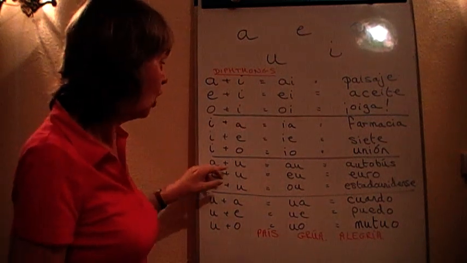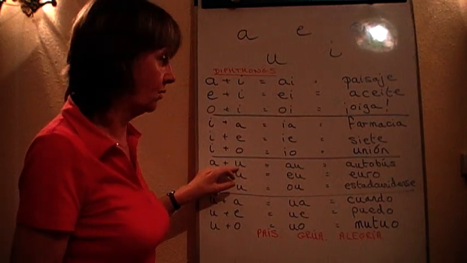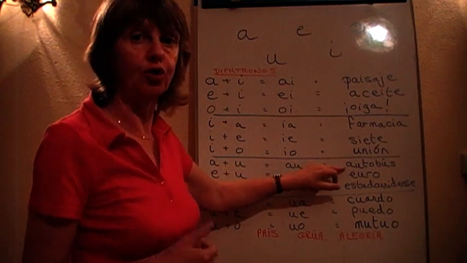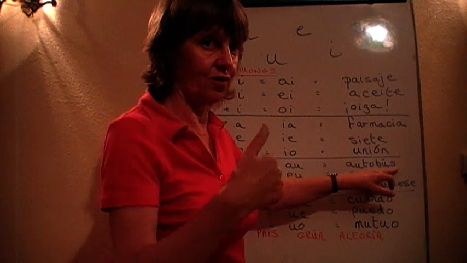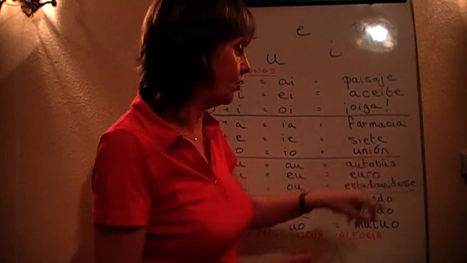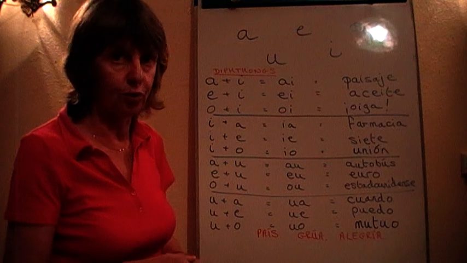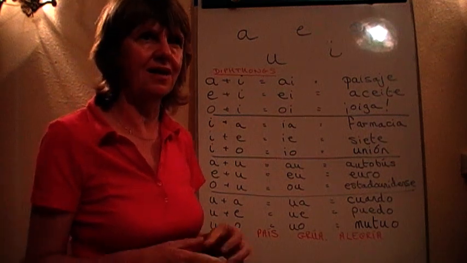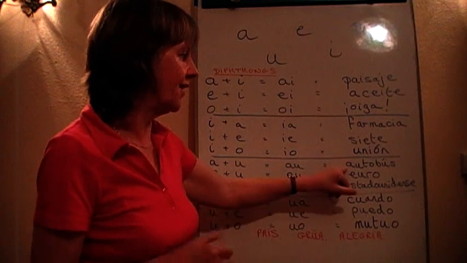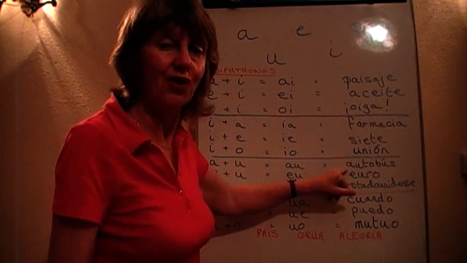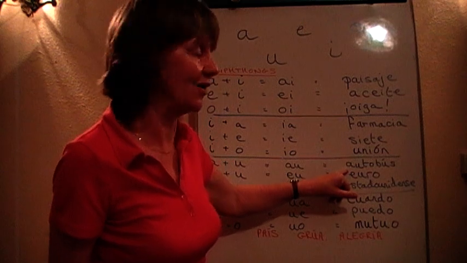We've got a, u, giving us ow. Here's an example, autobús. Accent on the ending, because it ends in an s, so therefore to throw the accent there we have to draw the accent mark, autobús. A lot of English people dislike that ow sound. They kind of go otobus or something like that. But the ow is, if you hurt yourself, you say ow, so it's not a difficult sound.